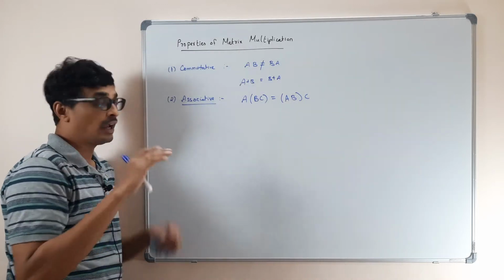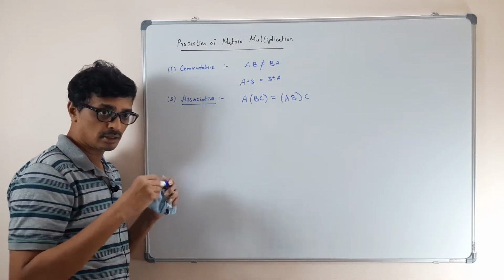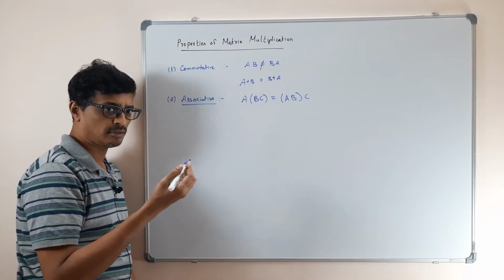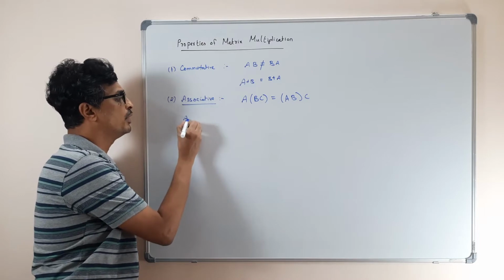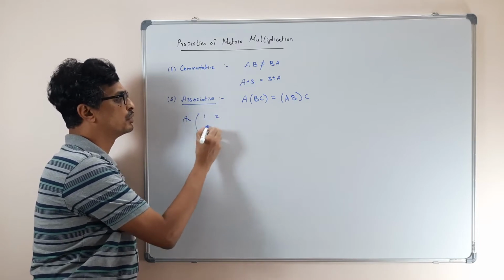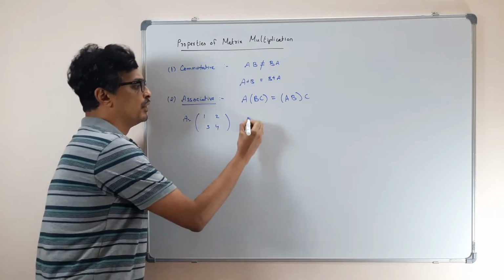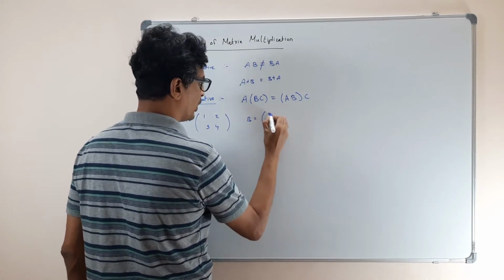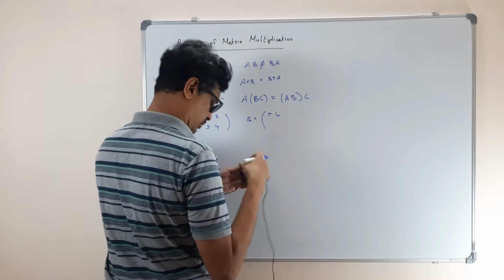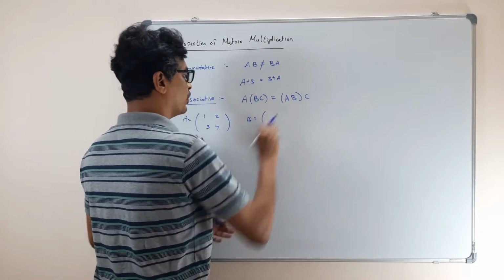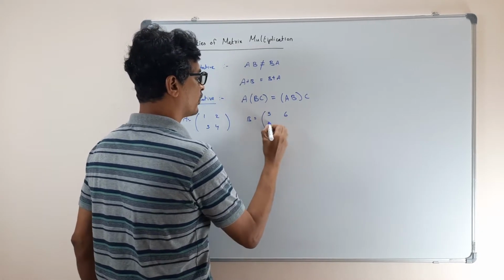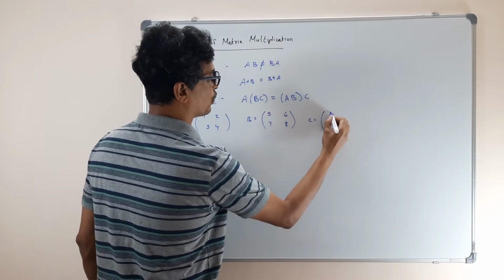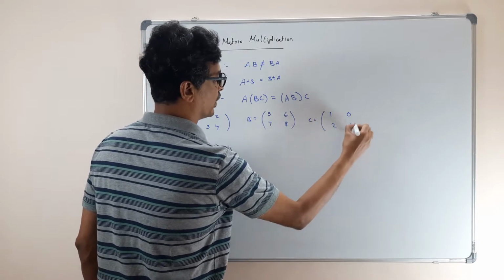Shall we prove it? We will take square matrices, which will be easier. Let A be equal to 1, 2, 3, 4, B equal to 5, 6, 7, 8, and let C be equal to 1, 0, 2, 1.